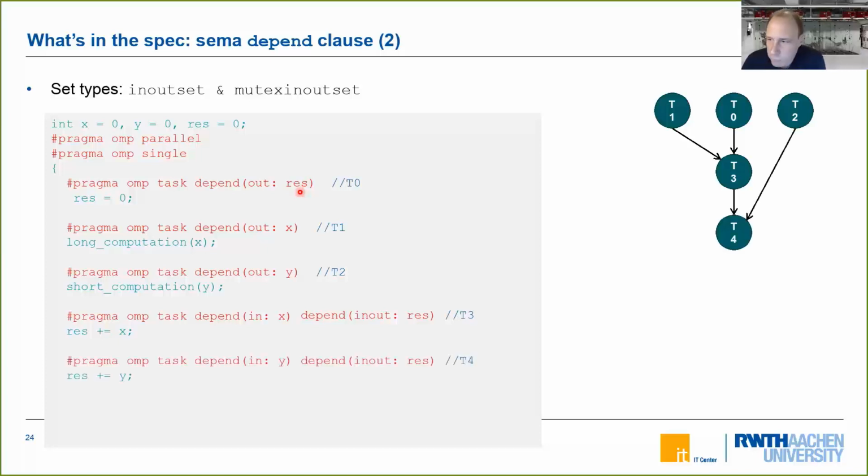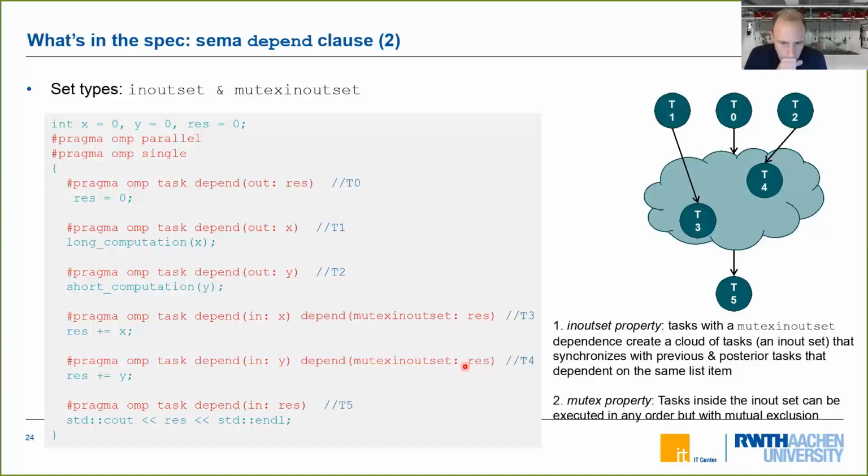Then we have T4. So T4 again has to wait for T3 because of res, and it's consuming y. So that means it has to wait for T2 because T2 is providing a value in y. And then we have finally T5, which consumes res. So it's waiting for T4, if I see that correctly. Yes, that's the only dependency. So if everything goes according to plan, you see the task graph here on the right-hand side.